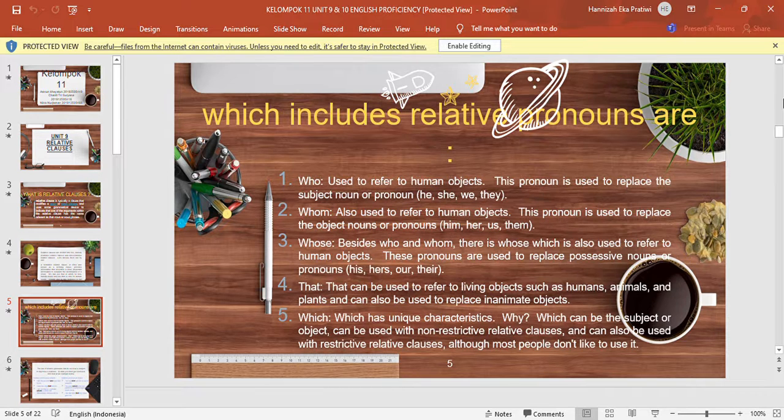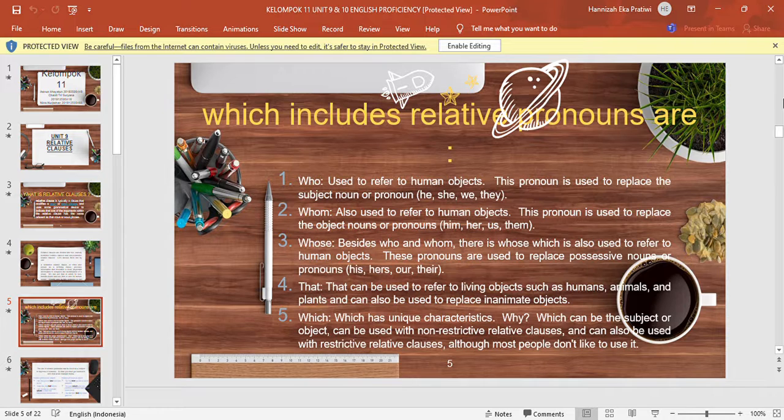And three, whose. Besides who and whom, there is whose, which is also used to refer to human objects. These pronouns are used to replace possessive nouns or pronouns, for example, his, hers, our, and theirs. Fourth, that can be used to refer to living objects such as humans, animals, and plants, and can also be used to replace inanimate objects.